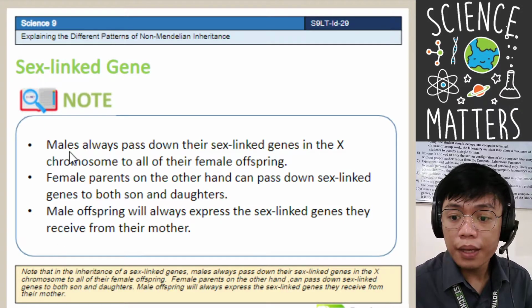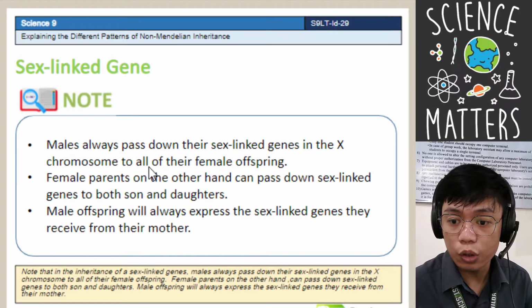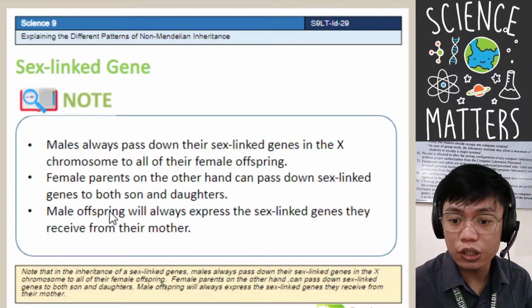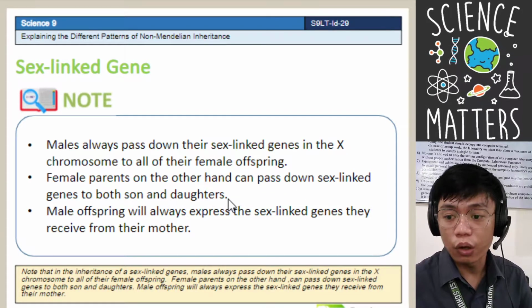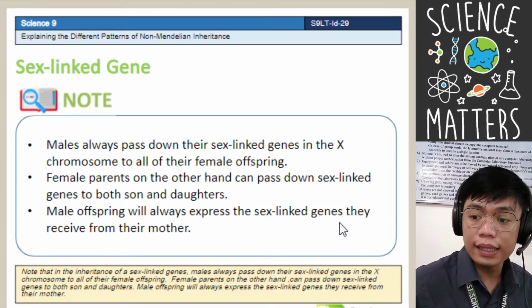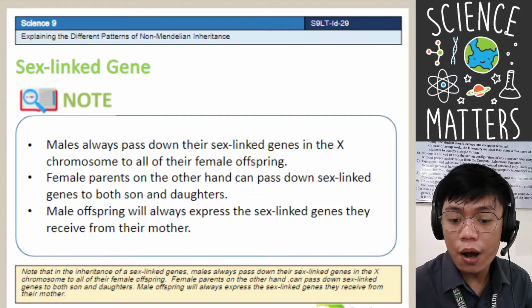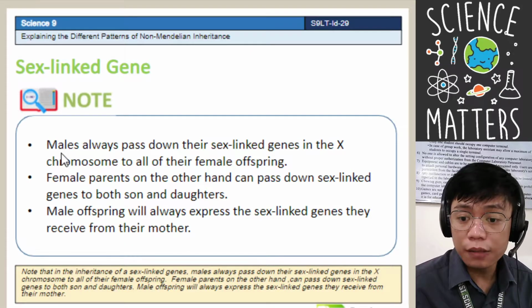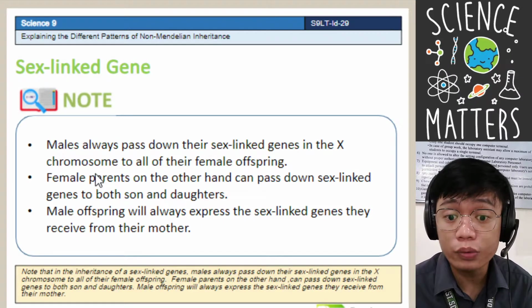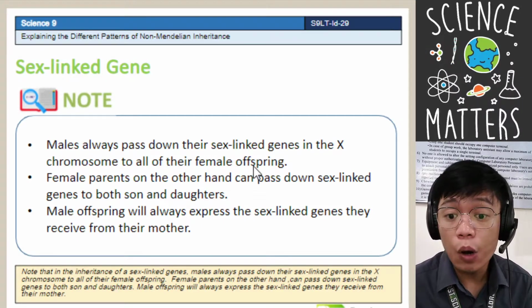So, males always pass down their sex-linked genes in the X chromosome to all their female offspring. Okay? Female parents, on the other hand, can pass down sex-linked genes to both son and daughter. Male offspring will always express the sex-linked genes they receive from their mother. To repeat, male always pass down their sex-linked genes in X chromosome only to all their female offspring.